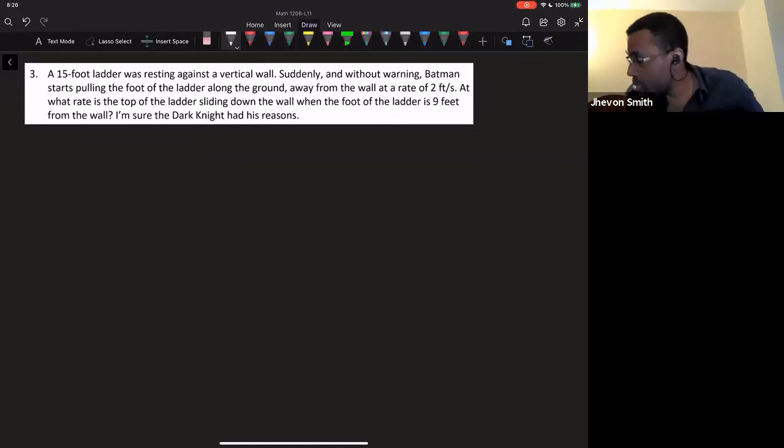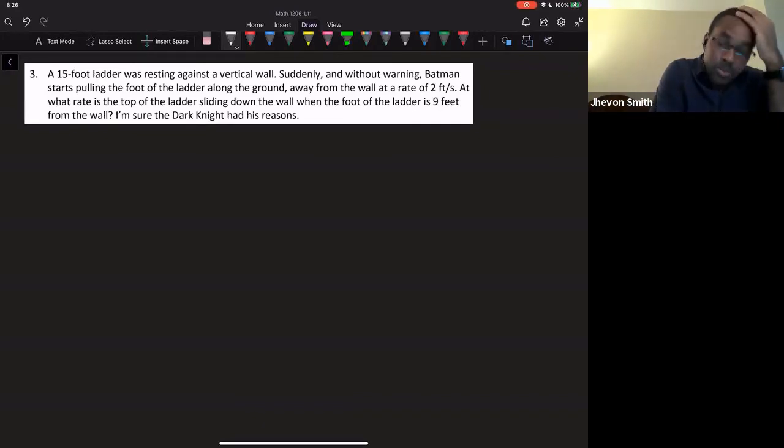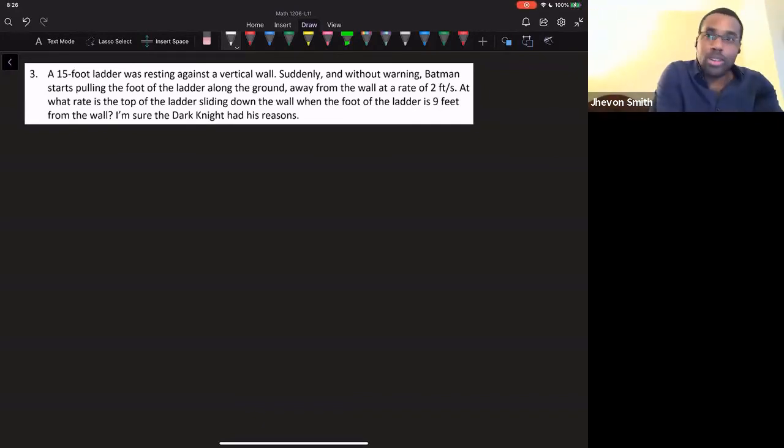Okay, so again, at this point, we just know about a ladder. Batman, for whatever reason, is pulling the foot of the ladder. Maybe the Joker was running up the ladder. He's going to pull it down and he's going to fall. And hopefully he doesn't break his one rule, whatever. All right, so that's the situation.